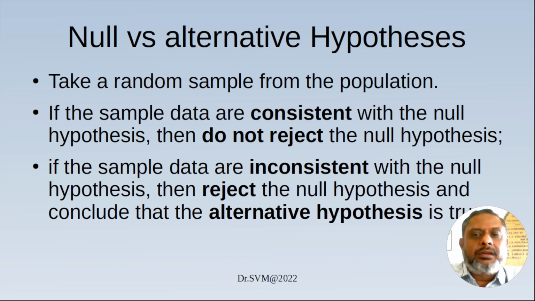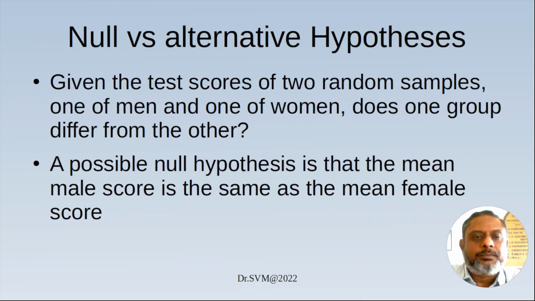So usually what we do is we take a random sample from the population, and if the sample data are consistent with the null hypothesis, then we do not reject the null hypothesis. If the sample data are inconsistent with the null hypothesis, then we reject the null hypothesis and conclude that the alternative hypothesis is true.